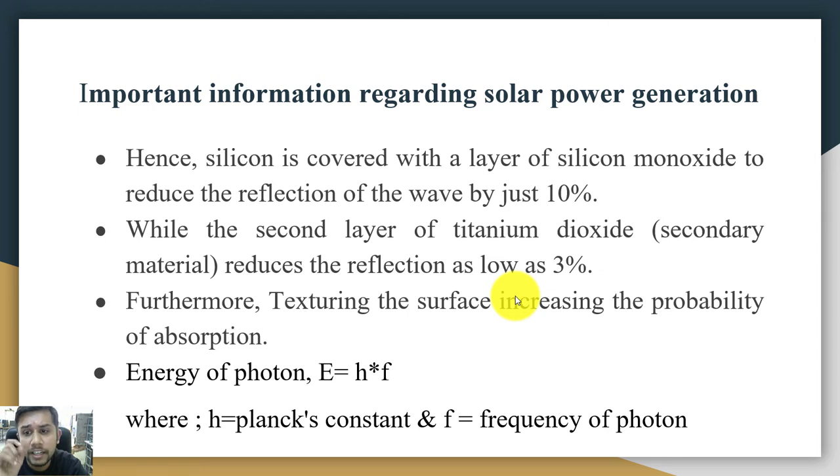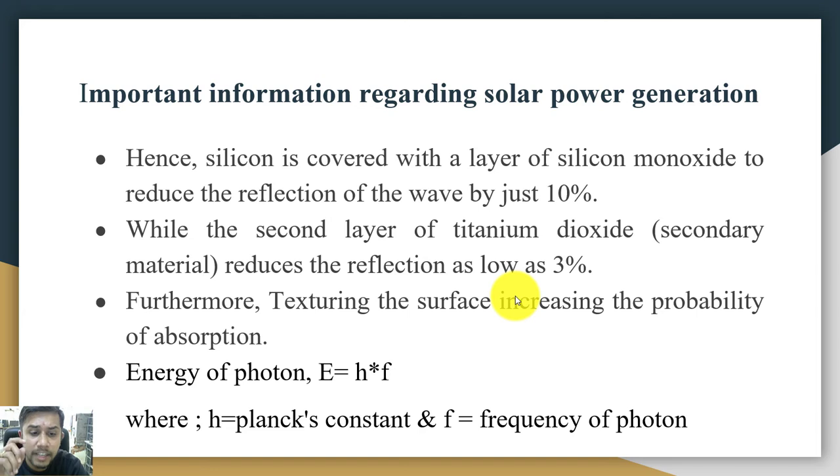With a second layer of titanium dioxide, it reduces the reflection to as low as 3%. So we can absorb 97% of the total energy that is incident on a flat surface. Texturing the surface increases the probability of absorption.